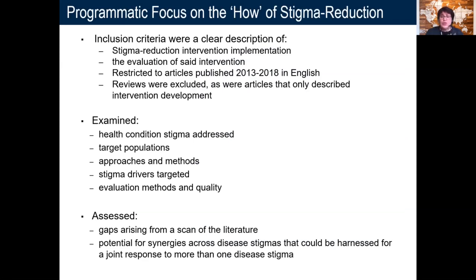So to focus our work on the how of stigma, we had some inclusion criteria. These were a clear description of the implementation of an intervention that aimed to reduce one of the 7 health condition stigmas in healthcare settings, either by targeting the potential perpetrators of stigma, say the healthcare workers or the healthcare facility policies, or by empowering clients to overcome the stigma and discrimination faced at the health facility.